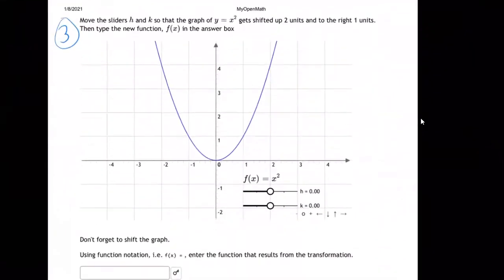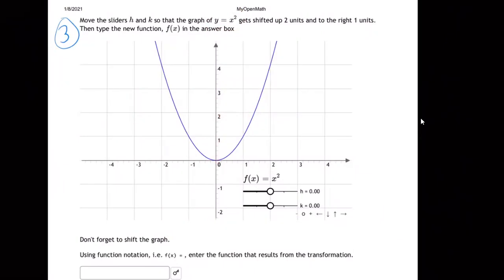So we already know it's a U shape, right? X squared is a U shape. And x cubed was a snake, but x squared is a U shape. You want to shift it up 2 units and right 1. So what do we have to do to shift this graph up 2 and right 1? That's what we want to do.